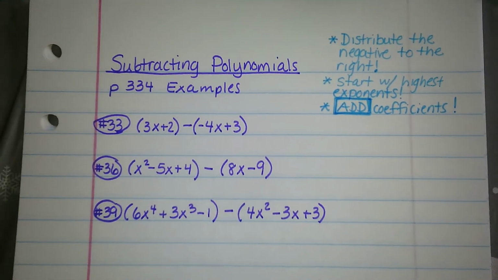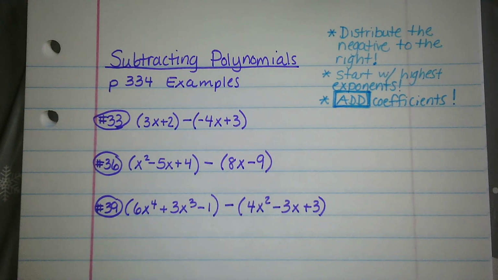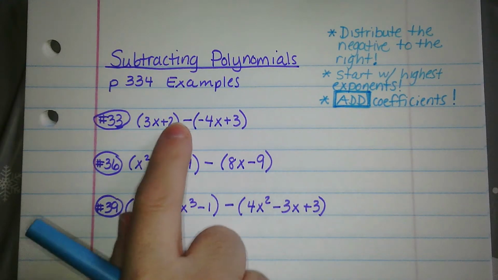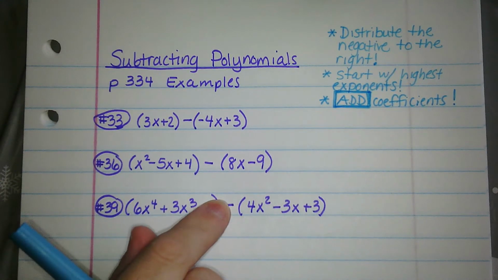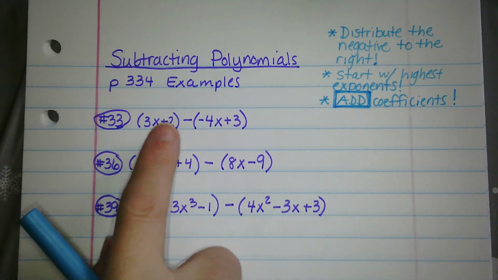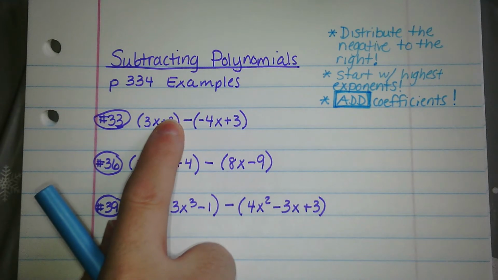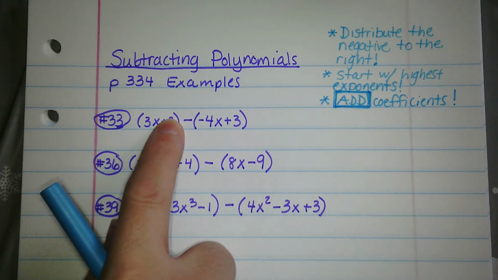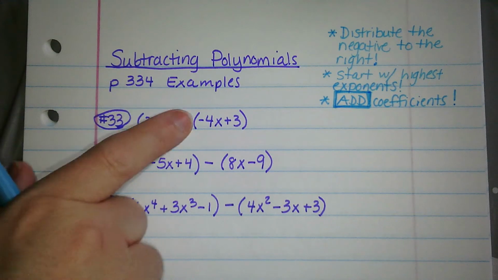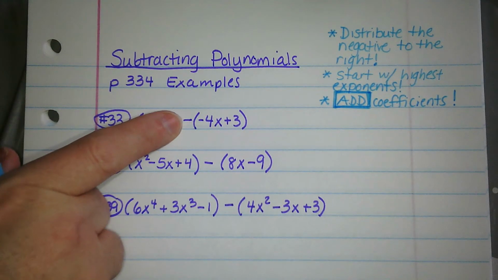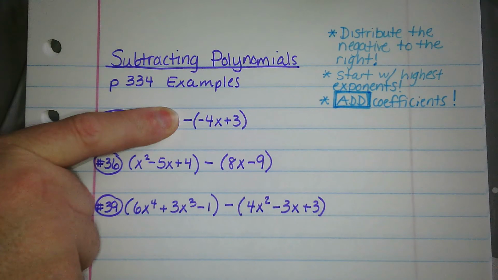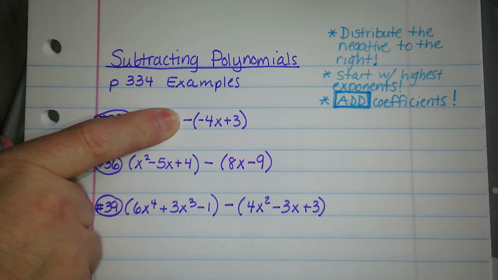All right, here's our last section for the week, and it's subtracting. Now, I know that there's a subtraction sign between these, but we're actually going to turn it into adding. The way you do that is by distributing the negative to the right. Just like when we did that in the last section, which was distributing an outside negative, we're almost pretending like this first guy isn't even here. And we are going to distribute that negative to the right, to the second polynomial, and it's going to change everything to addition. Then we work on the addition rules, which was to start with the highest exponent and add your coefficients.